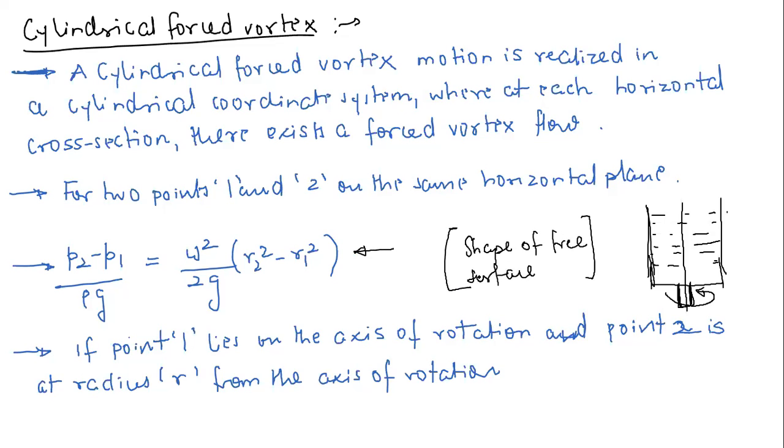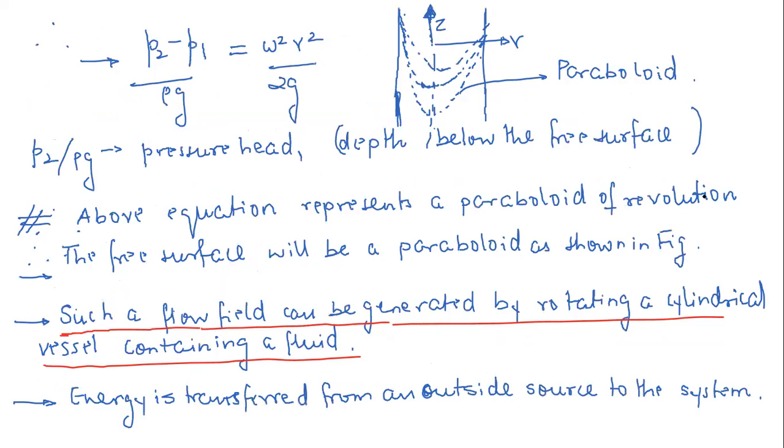If any free surface exists in a fluid flow, what will be the shape of that free surface? So let's say this point 1 lies on the axis of rotation, and point 2 is at a radius r from the axis of rotation. This is my point 1, and this is my point 2, which is at a radius of r. So in this situation, you will simply have this equation: P2 minus P1 by rho G is equal to omega square r square divided by 2G.